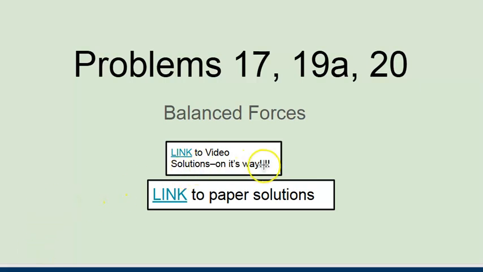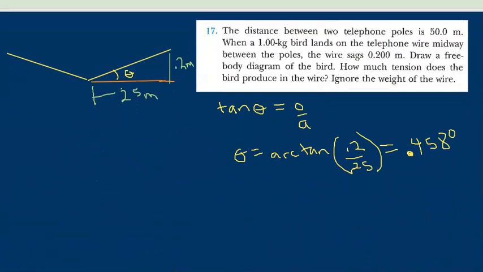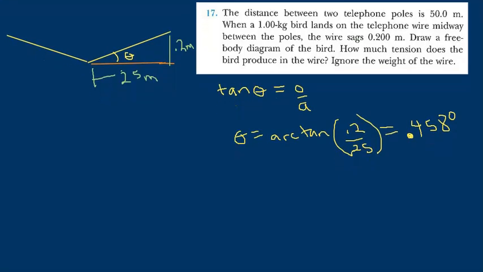Okay, folks, these are the solutions to the balanced forces problems, and my memory is that just the problem descriptions are challenging. All right, so you may have to look at the beginning of the solutions. Okay, question 17. A bird on a wire.